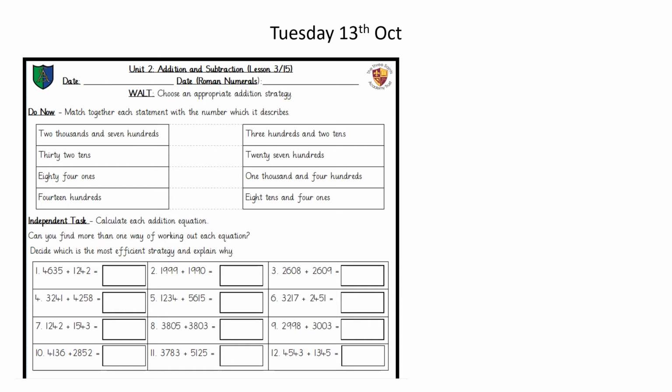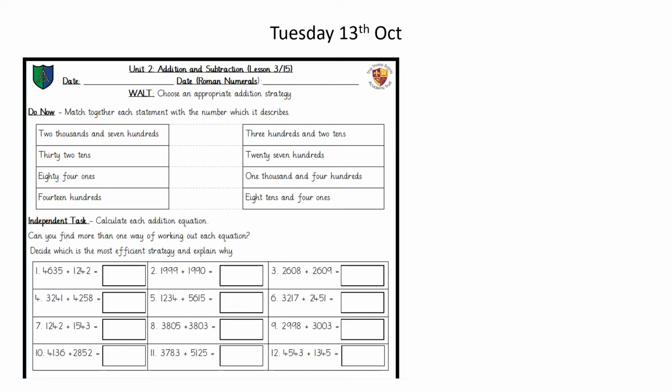For your do now, you need to match up the words on the left-hand side to the words on the right-hand side. I'm going to do the first one with you. So, on the left it says 2,700s. What number is equivalent to 2,700s? I can see, looking down the list, I can see 2,700s. 2,700s is the same as 2,700s, so I'm going to draw a line to match them up. I wonder if you can complete the last 3 for me.